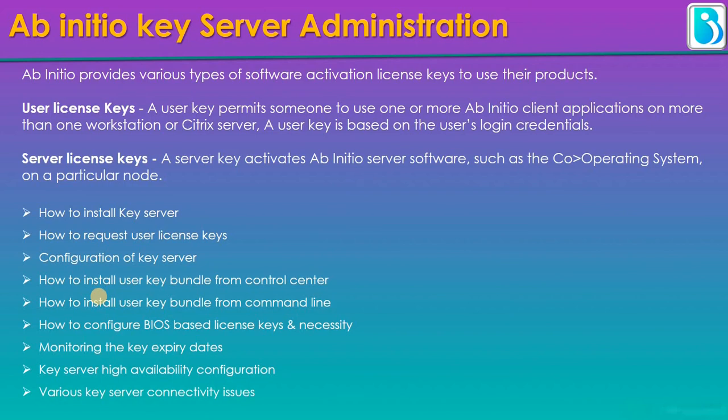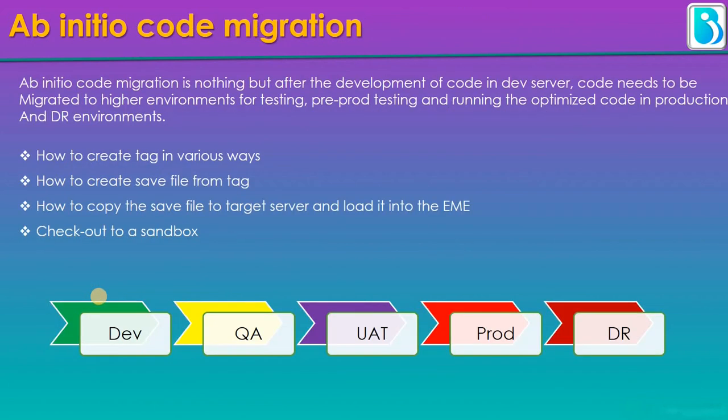Okay. And key server high availability configuration. Since every user will be authenticated through key server, we need to have it available always so that we can avoid the impact on the users. So how do we make the high available configuration for key server? Various key server connectivity issues. When you work with ab initio, there may be various key server issues you face from the users day-to-day. How do we handle it, and how can we avoid those issues reoccurring again? So those strategies will be discussed. Okay, moving on to next slide.